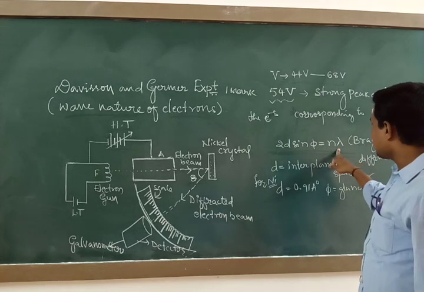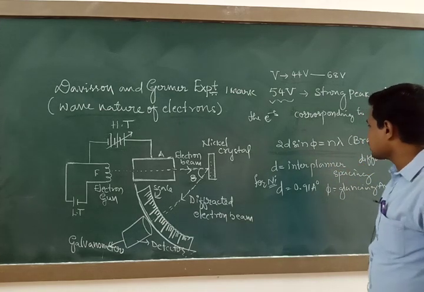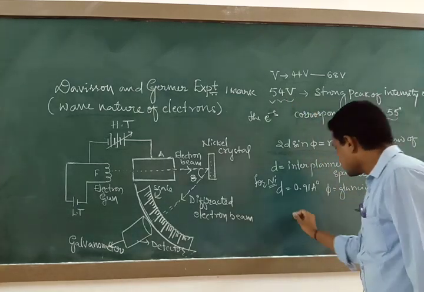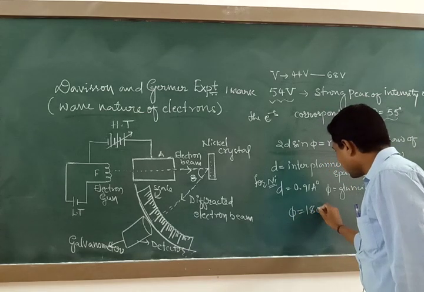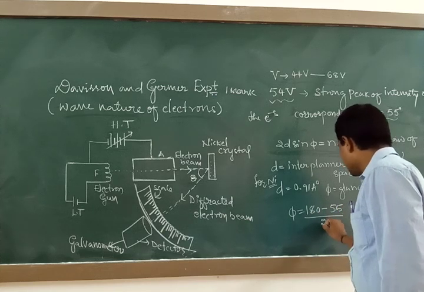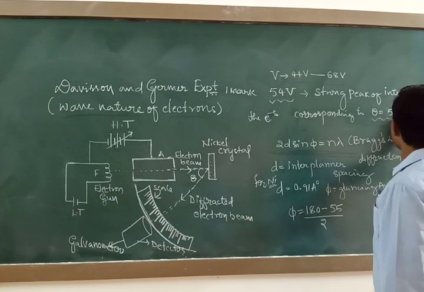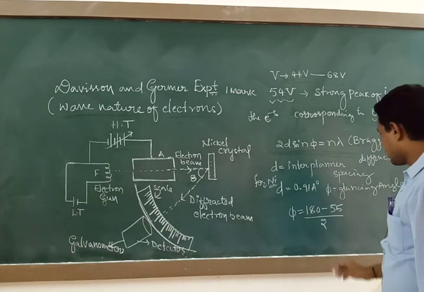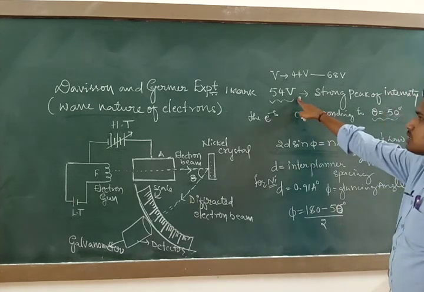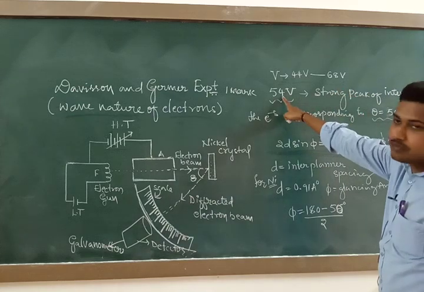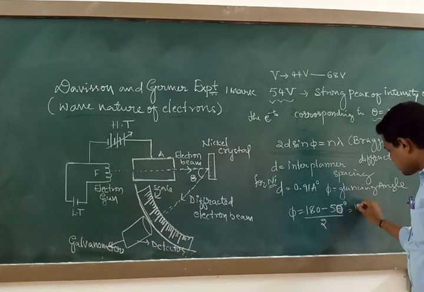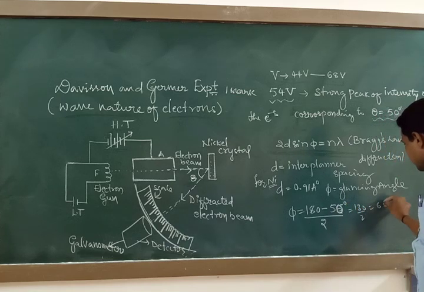Suppose I want to calculate phi here, corresponding to the 54 volt and theta. So this phi I am going to calculate as 180 minus 55 divided by 2. Sorry, this is 50 only, 50 degree. So there will be a strong peak of intensity corresponding to 54 volt and scattering angle 50. So this becomes 130 by 2, then 65 degree.